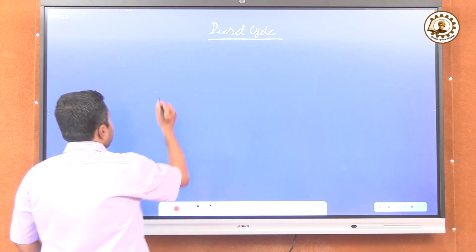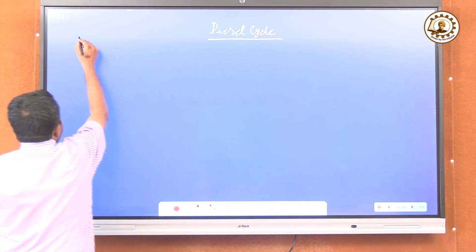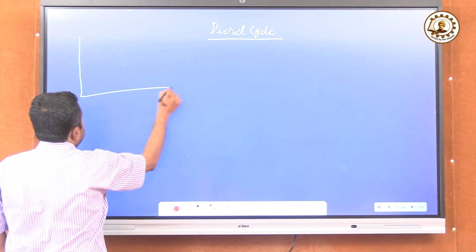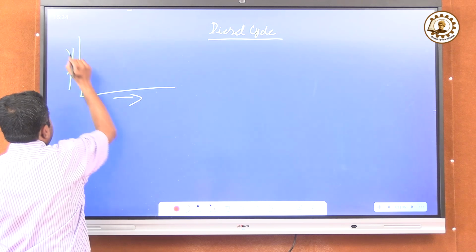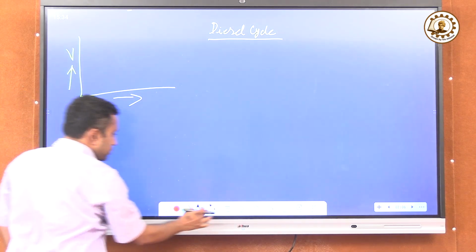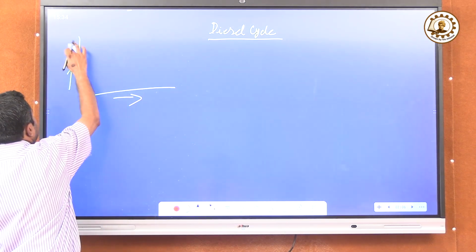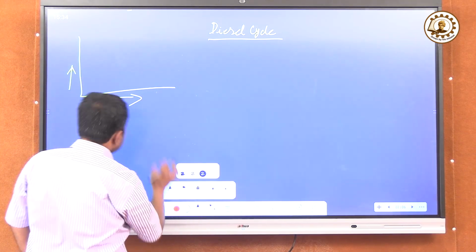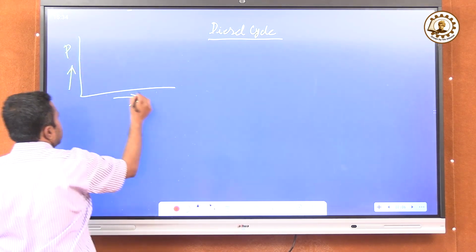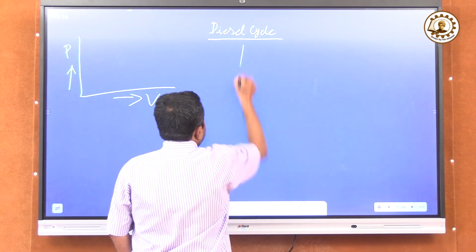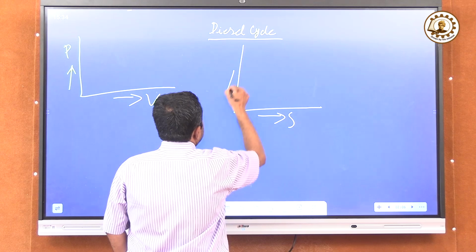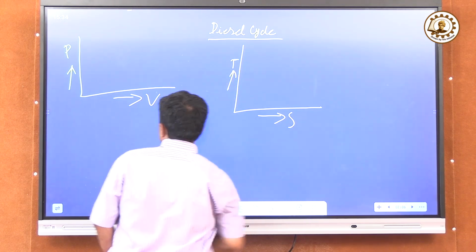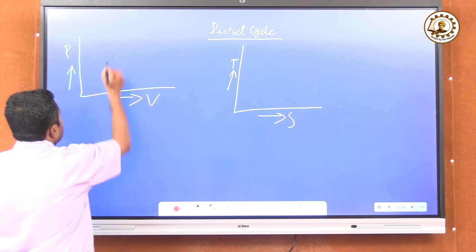Now, from the previous study, we know that this cycle is represented with two graphs. One is the PV diagram and one is the TS diagram. One is the pressure volume diagram and one is the temperature entropy diagram. This is P, this is V, and another one is T, S. Now we draw this cycle.